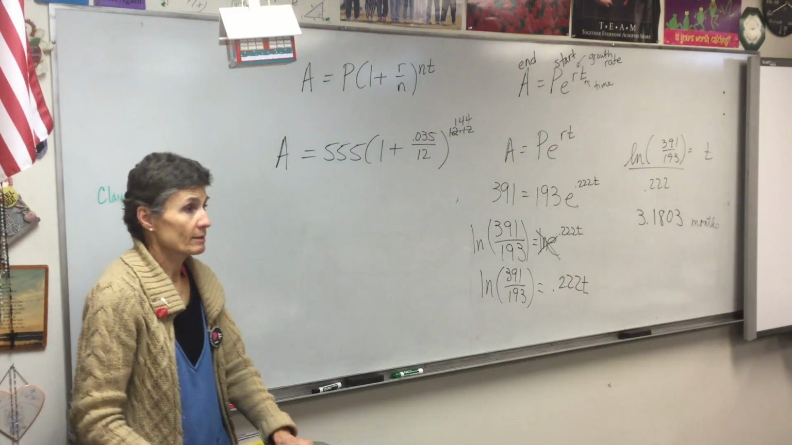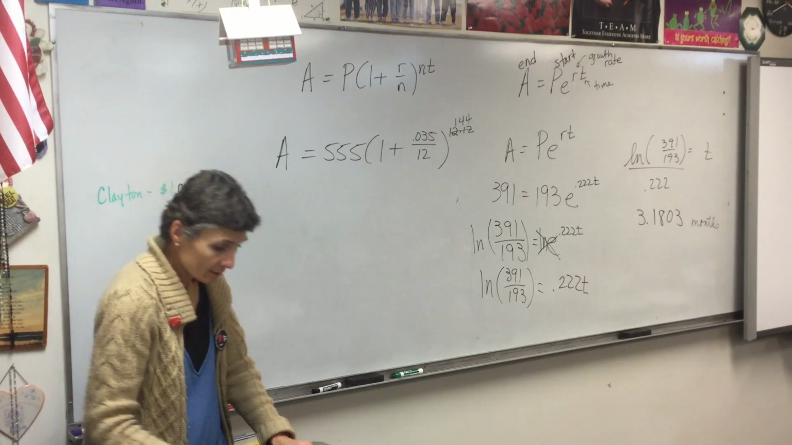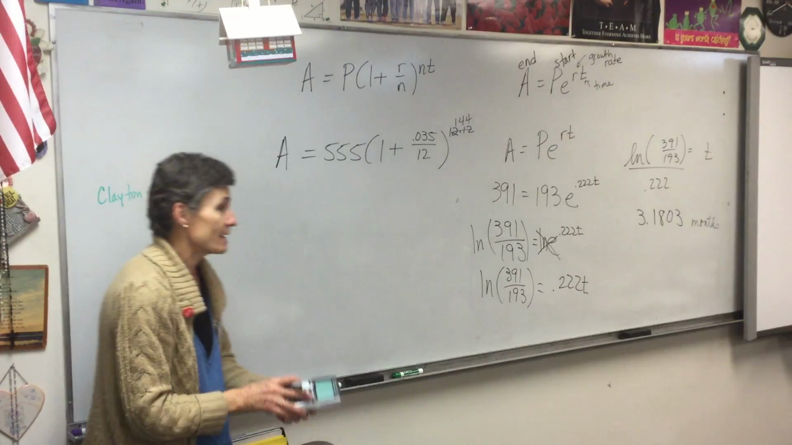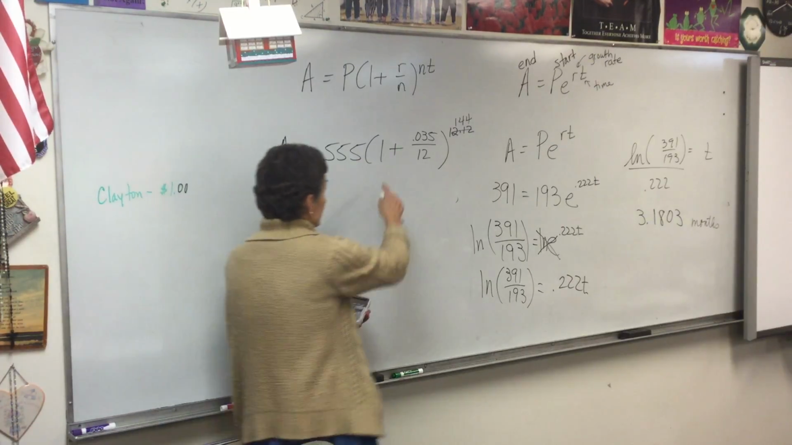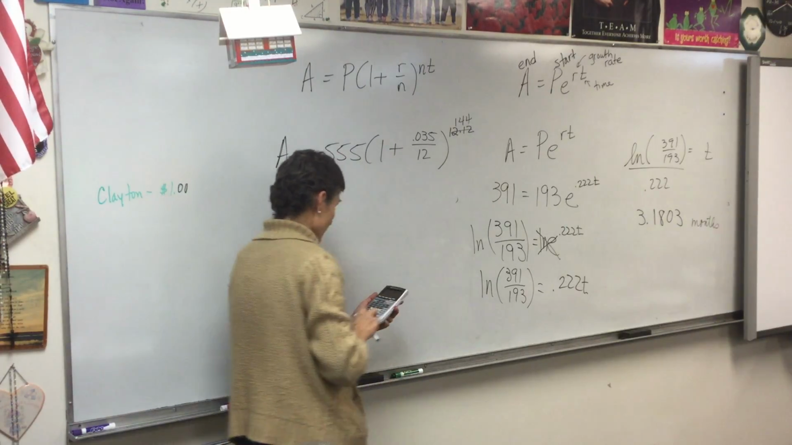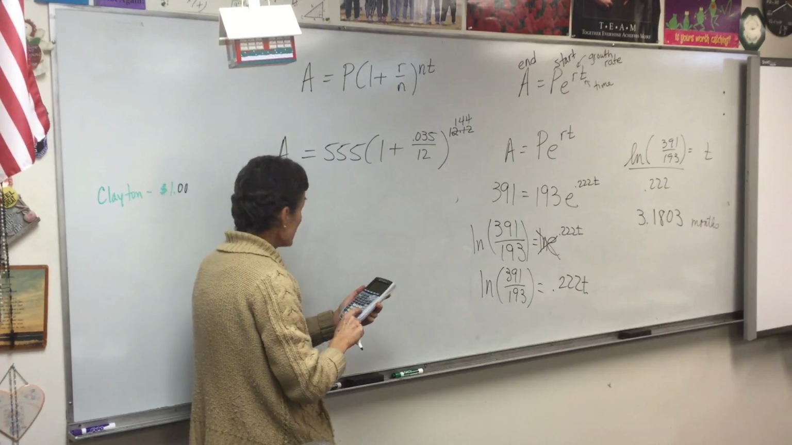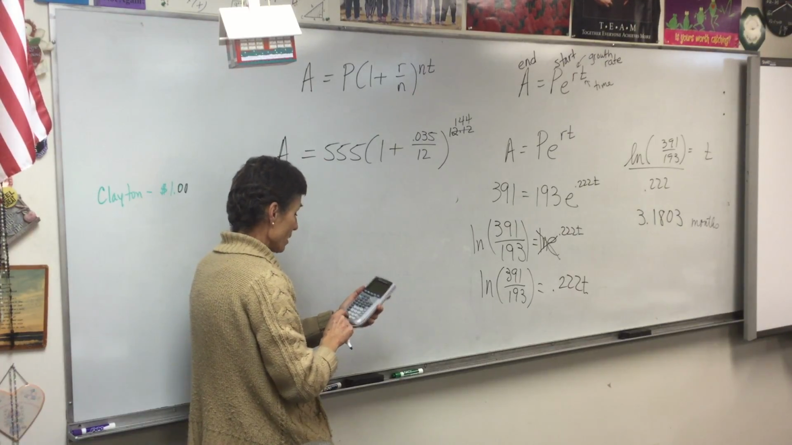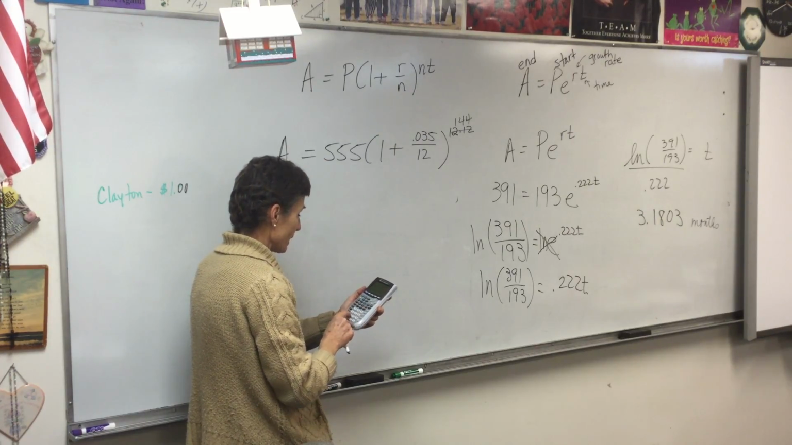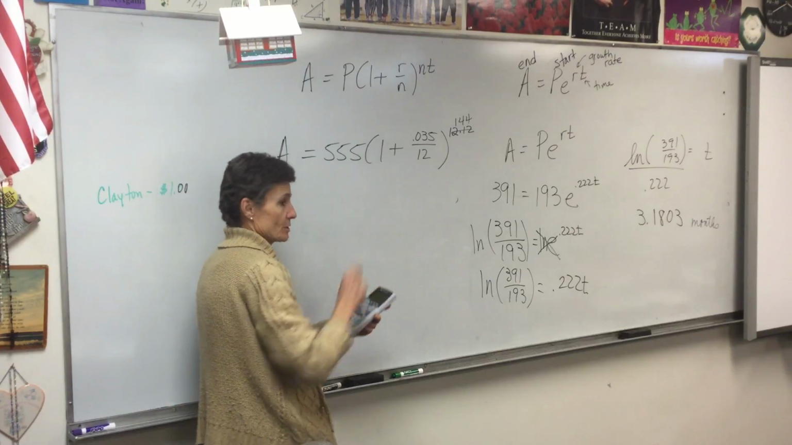Now, do I need logarithms? Heck no. I'm just going to plug this guy in. So see that guy right there? I'm just going to plug. I'm just going to type 1 plus 0.035 divided by 12 equals.